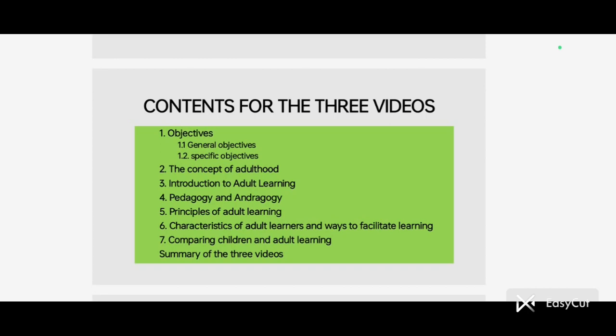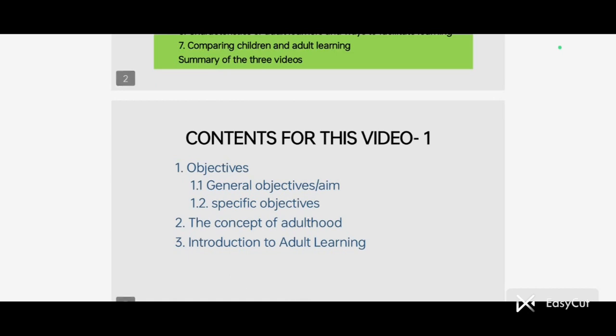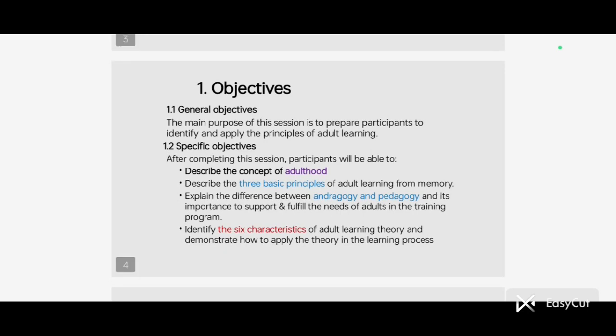Now let me introduce you to the content for this specific video, that is video number one. We are going to see the objectives, of course, the general objectives of the three videos. Then we are going to see the concept of adulthood and also the introduction to adult learning in this specific video. Now, let us see the objectives together. The first one is the general objective. The main purpose of this session is to prepare participants to identify and apply the principles of adult learning.